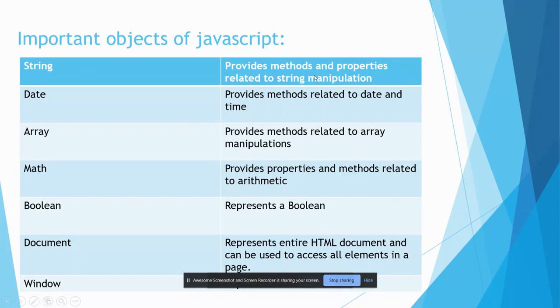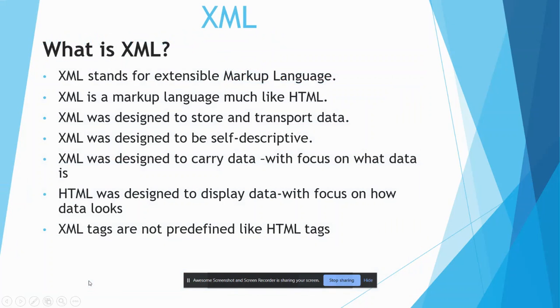String provides methods and properties related to string manipulation, whereas date provides methods related to date and time. Array provides methods related to array manipulations. Math provides properties and methods related to arithmetic. Boolean represents a boolean, and document and window are also objects of JavaScript. Okay, my part is completed.